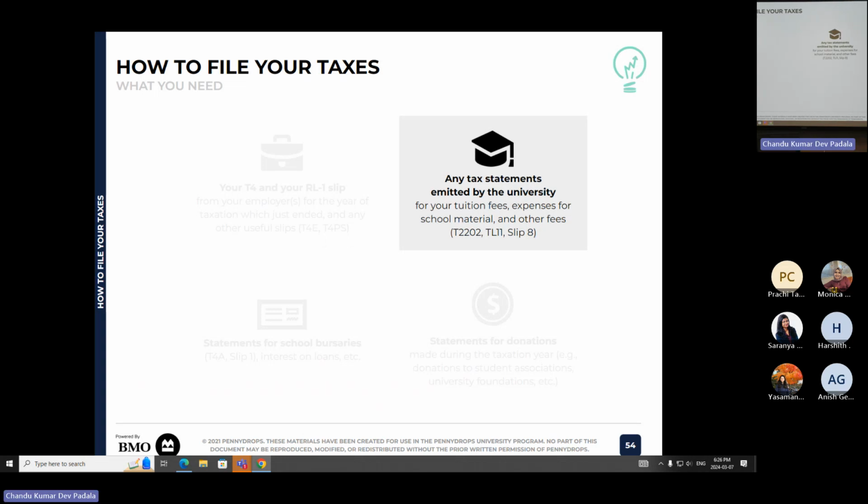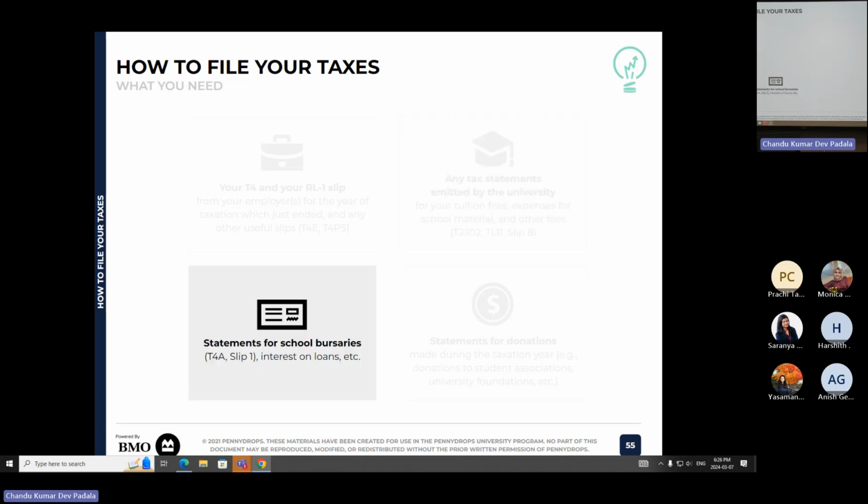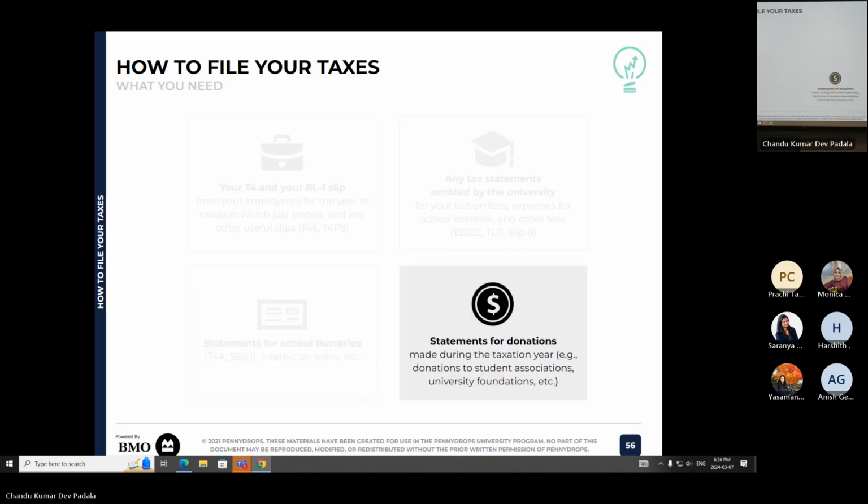As well, if you're a student here, you'll get statements from the university. It'll show how much tuition you paid. There's also slips that you'll get if you got any scholarships or bursaries, you'll get a tax slip for that as well. So make sure you're going onto UOZone and downloading all of your tax slips.